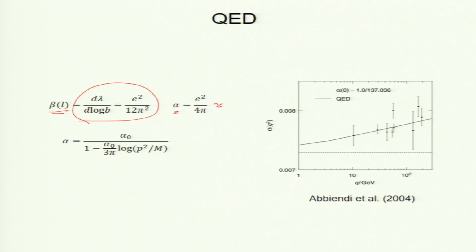E squared by 12 pi squared. E is the electric charge in CGS units. So, in field particle physics people normally use CGS units. So, it is not in Coulomb, but it is in ESU, and E squared by 4 pi is alpha, which is called the fine structure constant. And the fine structure constant is computed, is called 1 by 137 when your momentum is close to 0.